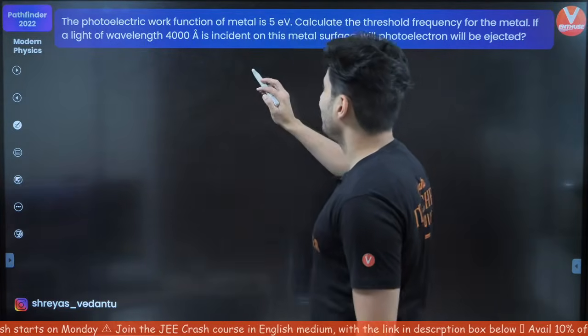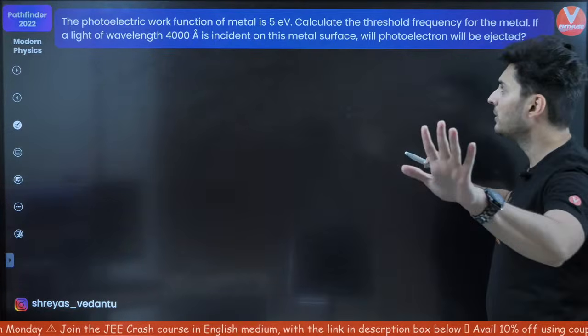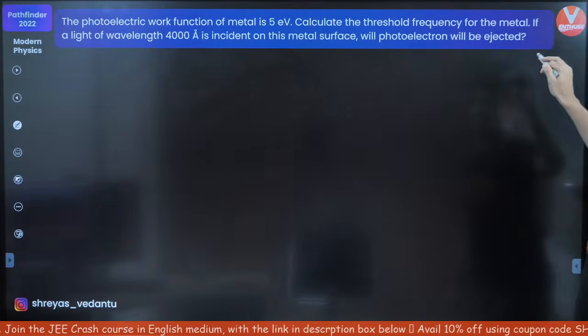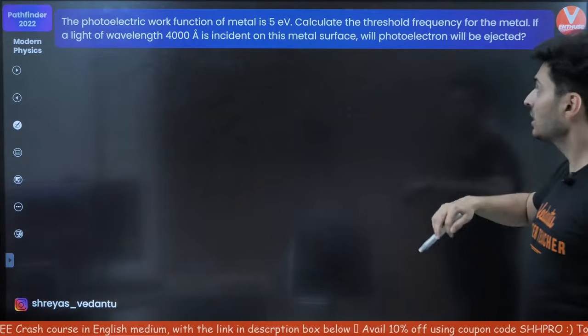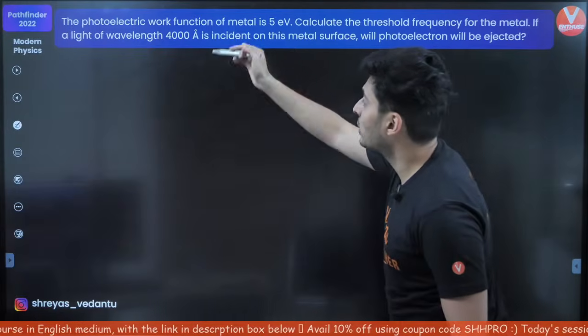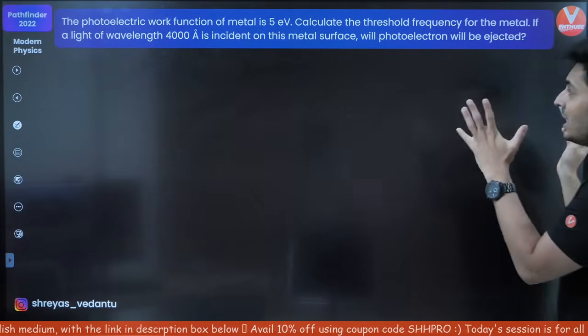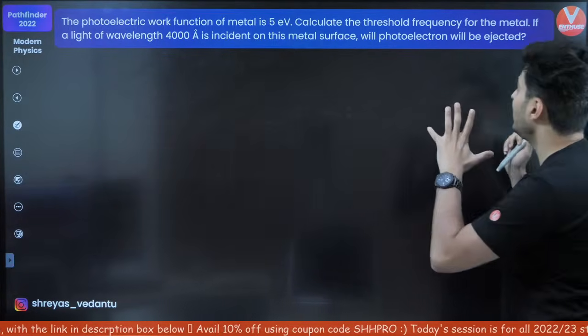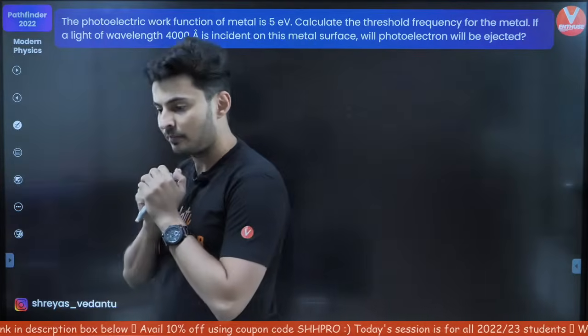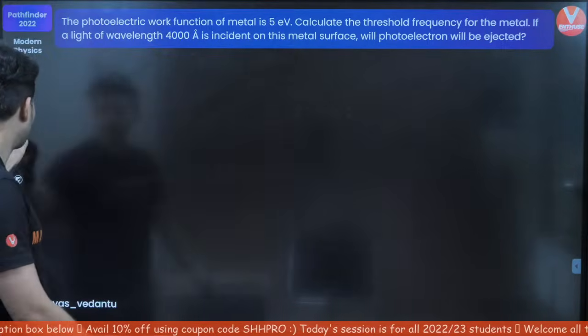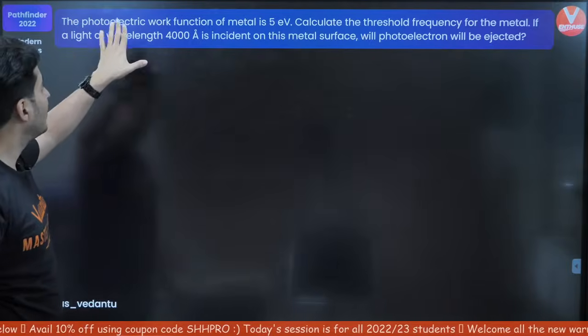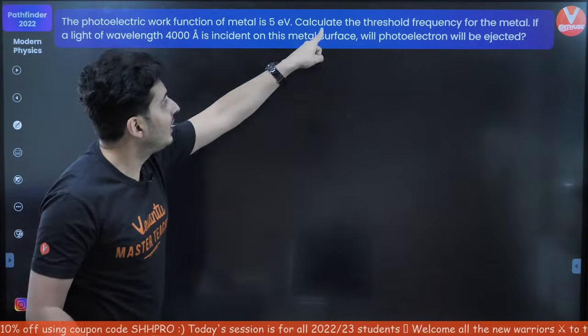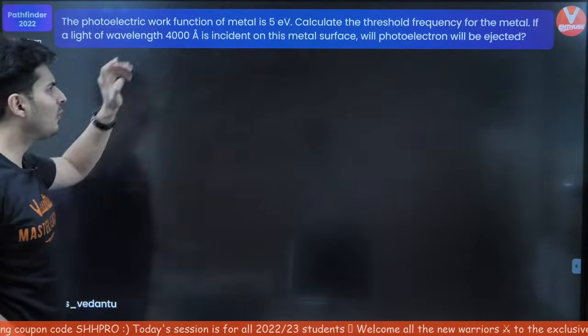The photoelectric work function of the metal is 5 electron volt. Calculate the threshold frequency for the metal. Interesting. If the wavelength of 4000 is incident on this metal, will the photoelectron be ejected? Let's try this out. Interesting question, it seems. Photoelectric work function is 5. Find the threshold frequency. How do you find that?